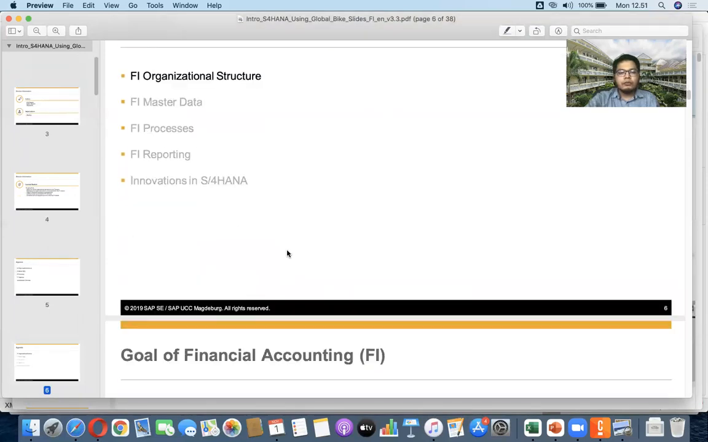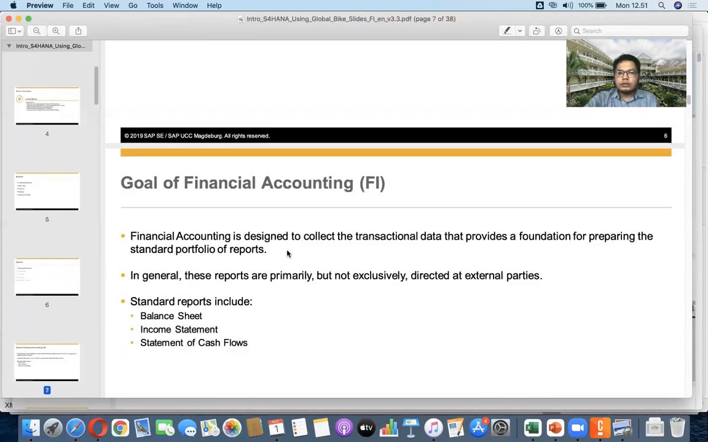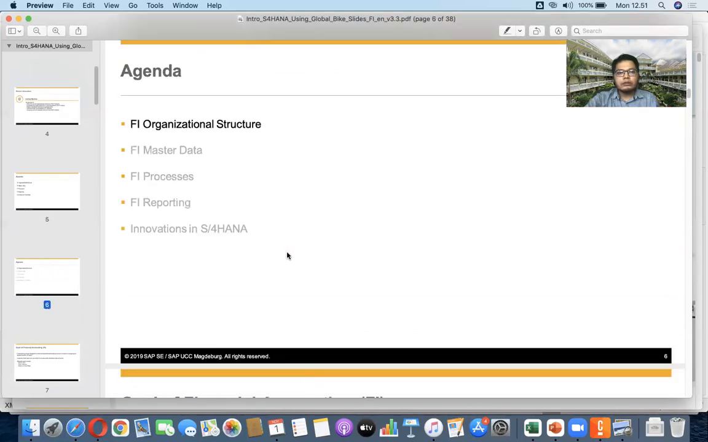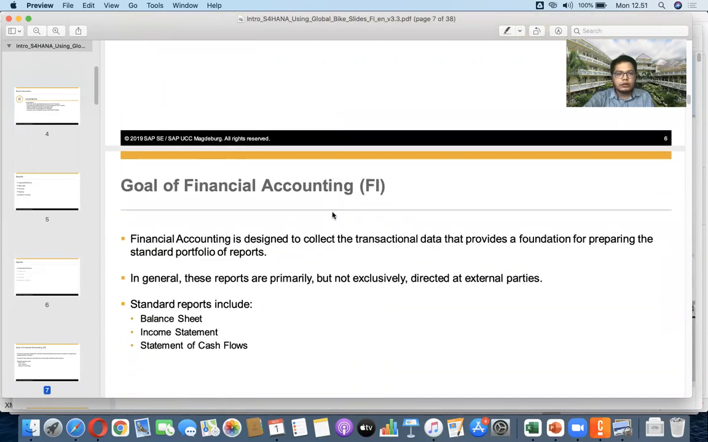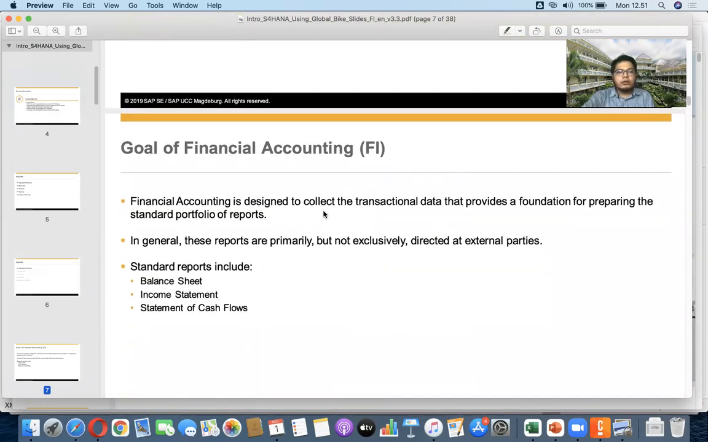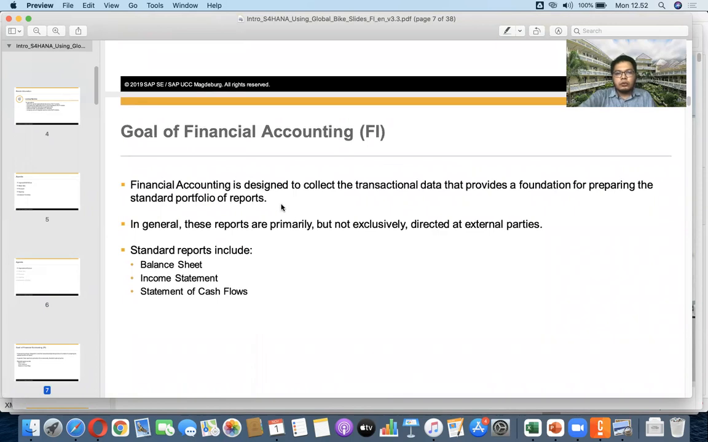Okay, let's start. First we'll come up with the organizational structure. The goal of the financial accounting module is designed to collect transactional data. We already discussed what transactional data is, that provides a foundation for preparing a standard portfolio of reports.